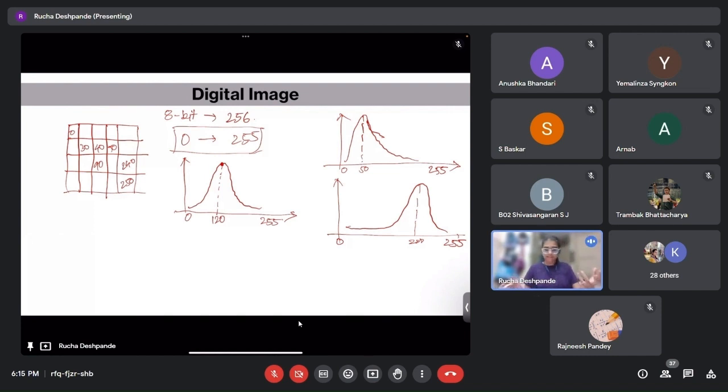So this is a real life example, so that you will be able to visualize better and understand how remote sensing data actually looks, and how we can play with the data.